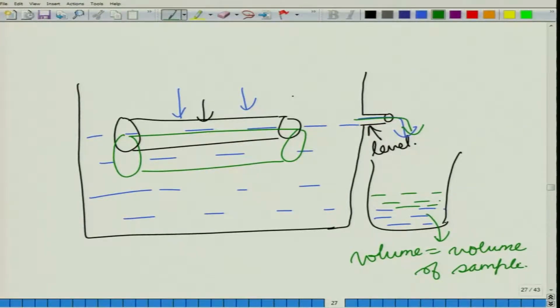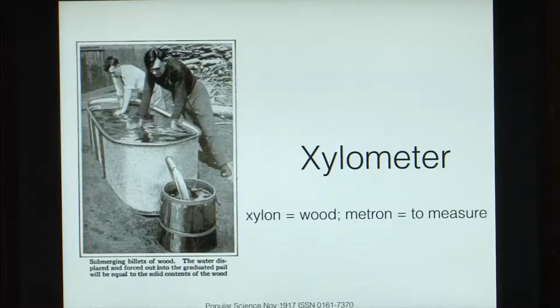So, in this way you can compute the mass or the weight of the sample and the volume of the sample at the same time. So, this instrument is called a xylometer. Now coming back to the slides, if you look at the reference here, it says Popular Science, November 1917. So this is a picture from the World War I era, and so this is a very old method of calculating the measurements of wood, both its weight and its volume, both can be computed using a xylometer.